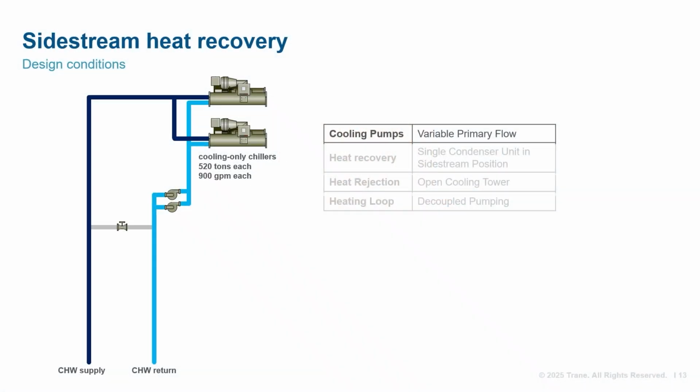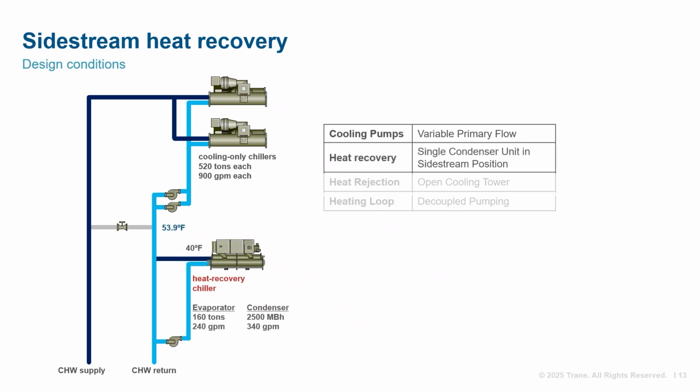But for now, let's discuss the system diagram in a bit more detail. The system design cooling load is 1,200 tons at a 16 degree Fahrenheit delta T. It includes two cooling-only chillers, sized a bit less than half the design load. A smaller heat recovery chiller, sized for the coincident heating and cooling loads, is piped into the Sidestream position.